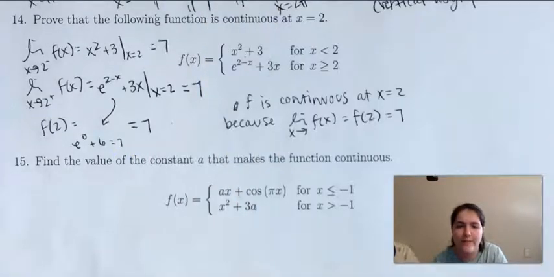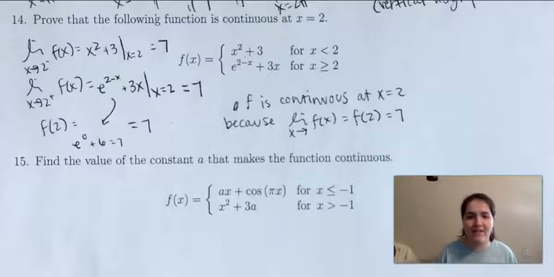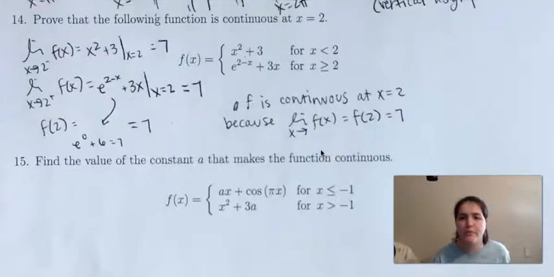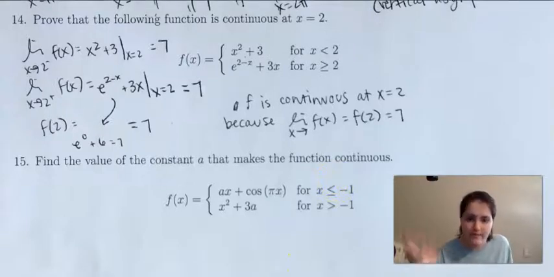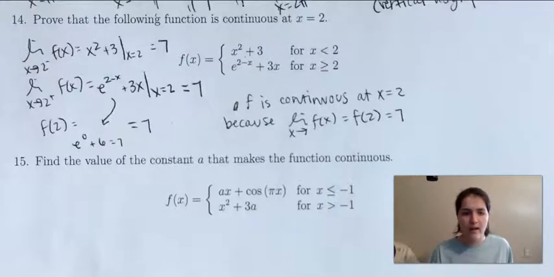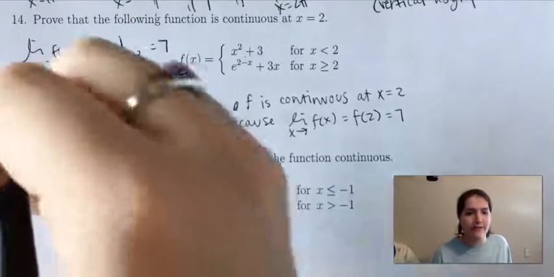Okay, I wrote it. There we go. So f is continuous at x equals 2 because the limit as x approaches 2 of the function equals f of 2, which equals 7. So the limit equals the function, which equals a value. So it's continuous. All right, and then find the value of the constant.